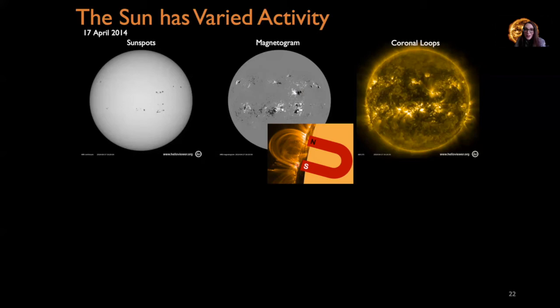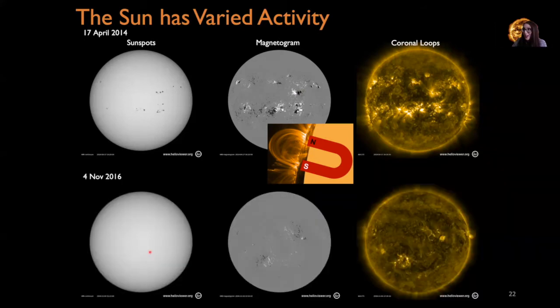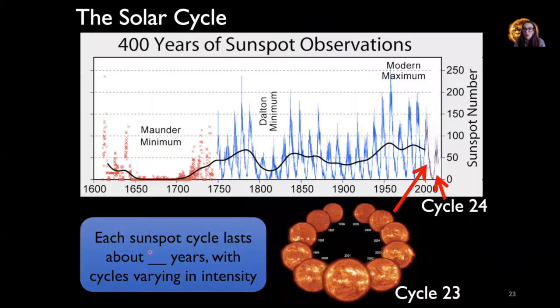So just a few years after 2014, we see the sun's magnetic field has decreased, or at least the number of sunspots that we see on the sun's surface has changed. And we know that the sun goes through a cycle of magnetism on average that reflects in the number of sunspots that we see over the course of about 11 years. And so that's what we call the solar sunspot cycle. Each sunspot cycle lasts about 11 years, with cycles varying in their intensity. So here's an image that shows this number of spots on the sun's surface as a function of time.